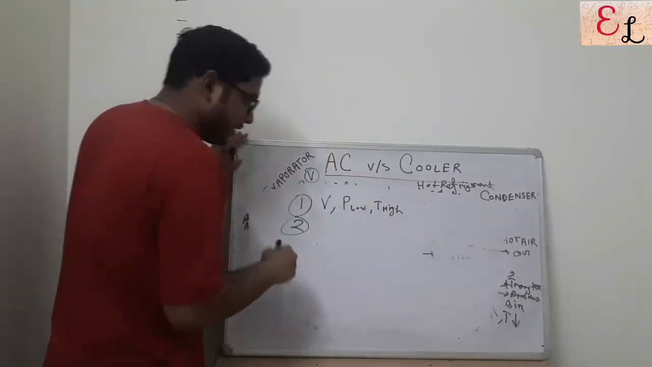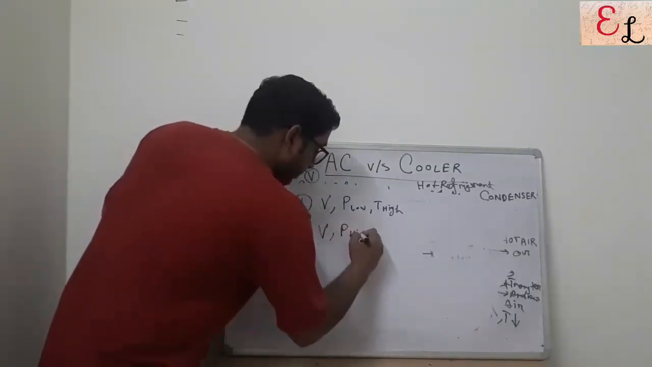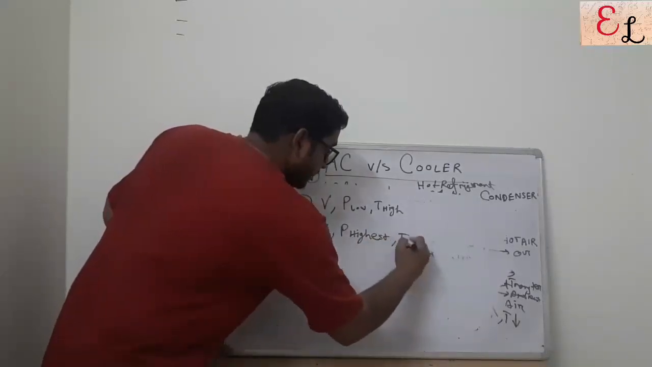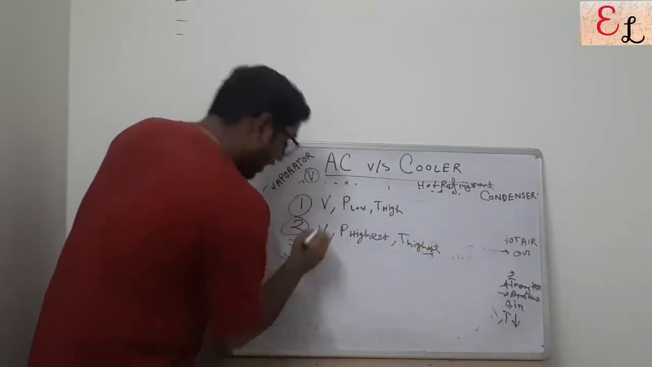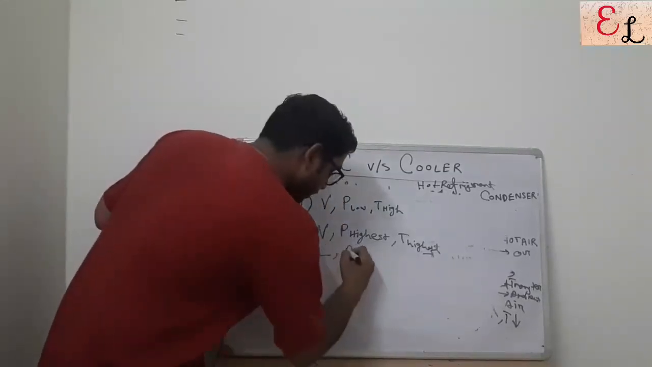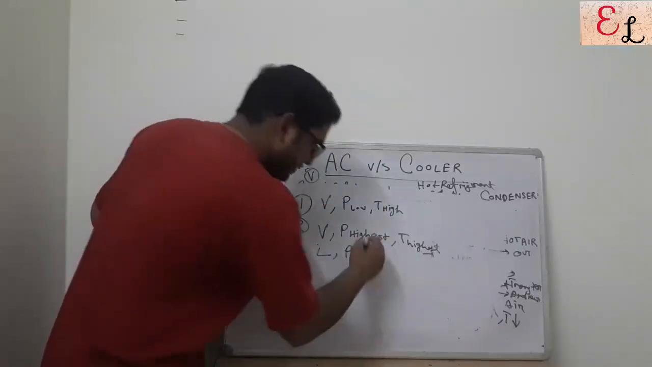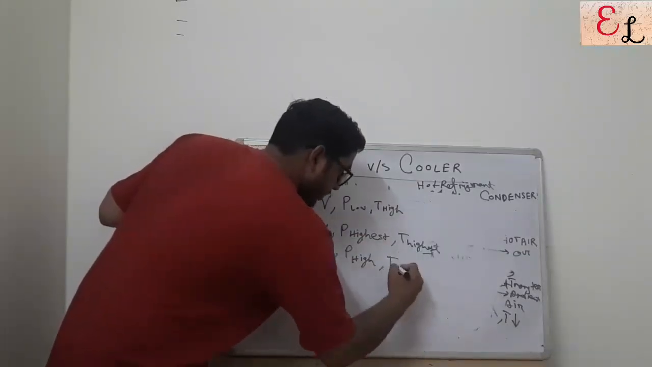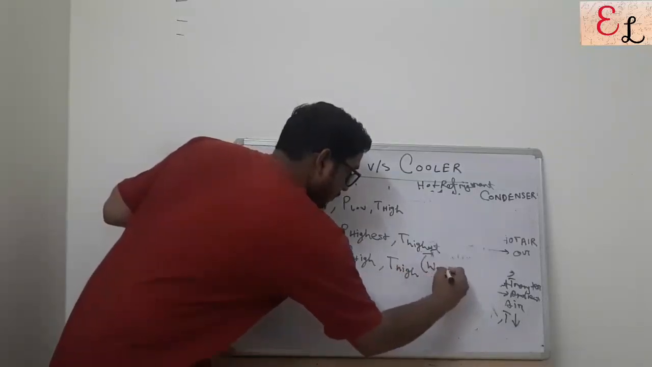Second state point, after the compressor, it is still a vapor, pressure is high, in fact pressure is the highest, temperature is also highest. Third point, after the condenser, it is liquid, the vapor converts into liquid, pressure still high but relatively less than this, and temperature drops down, temperature is still high.